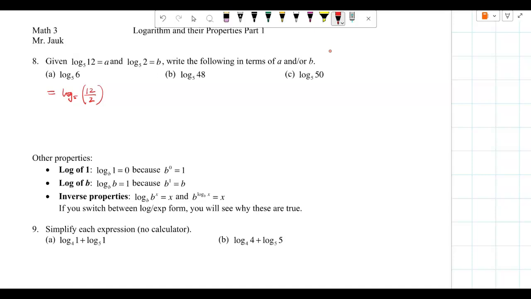So you have to try to write the number which is there in terms of what is given to you. Always try to write this in terms of this and this. You have to relate it, the connection between them. So 6 can be written as 12 upon 2. That's it. Done. Apply the rule.